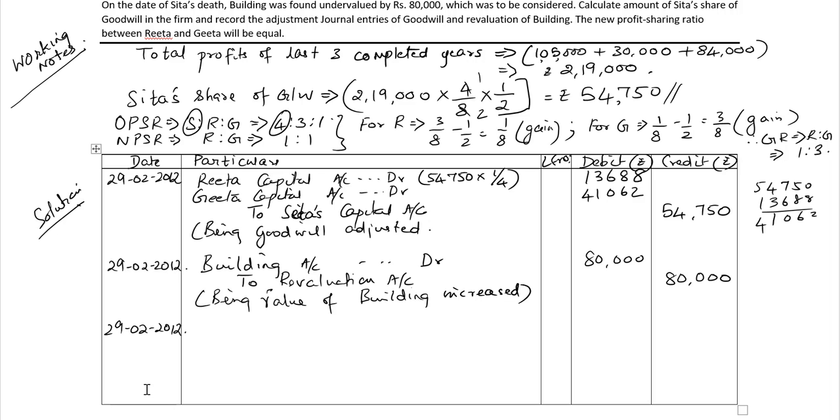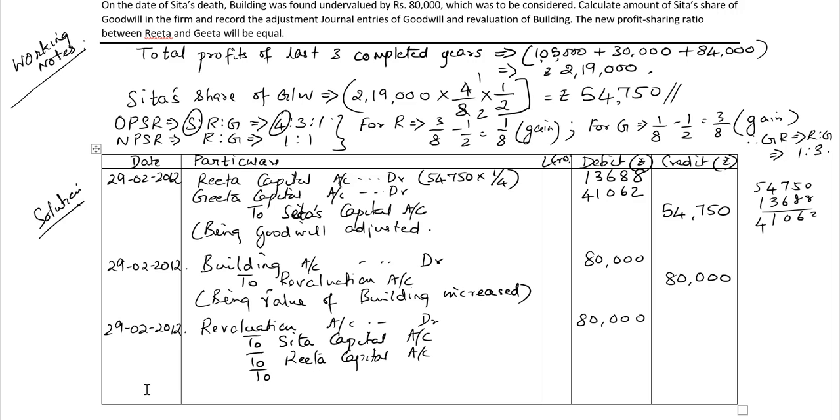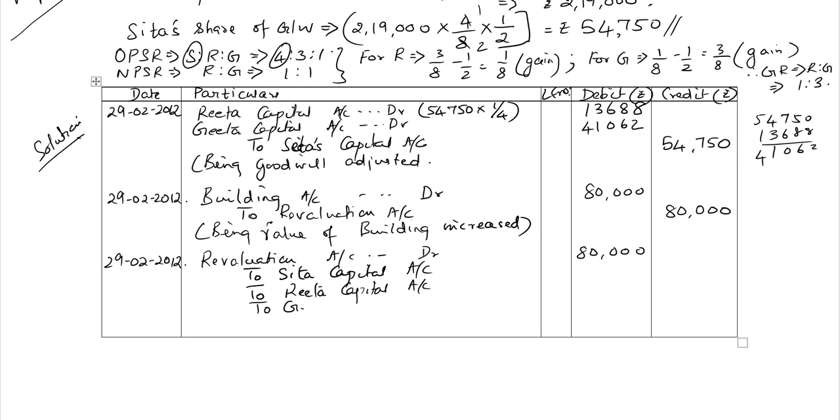revaluation, which has to be transferred to all the partners in their old profit sharing ratio, which is 4:3:1. So let's do that. Revaluation account debit. The gain on revaluation is 80,000 rupees to Sita capital account, to Rita capital account, to Geeta capital account.